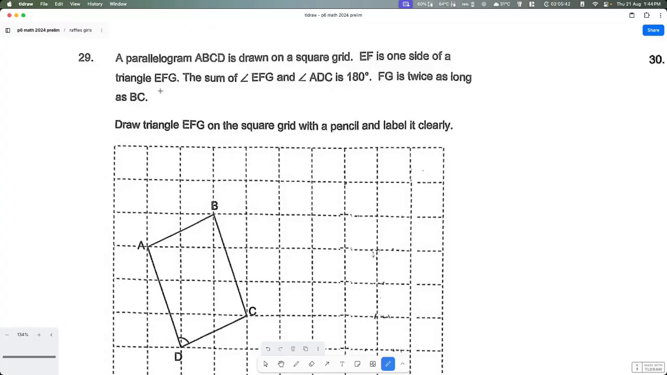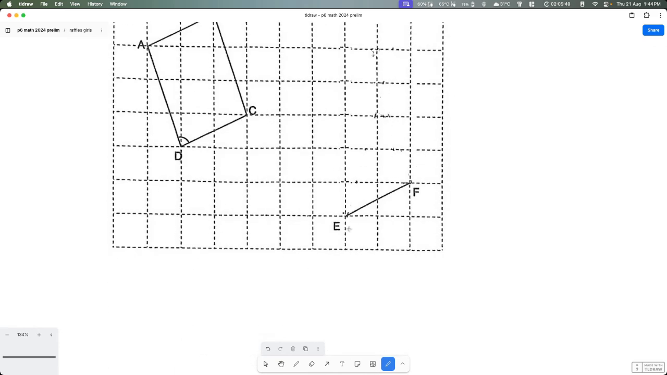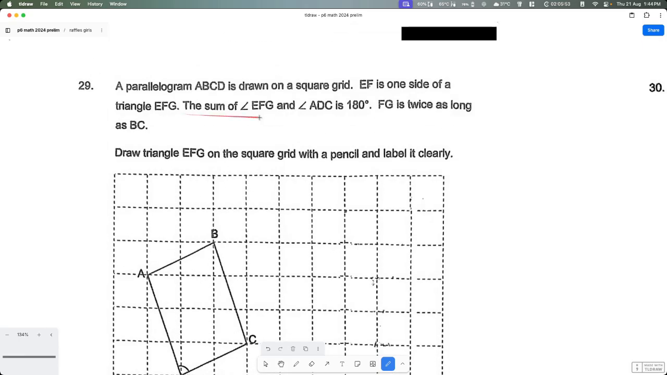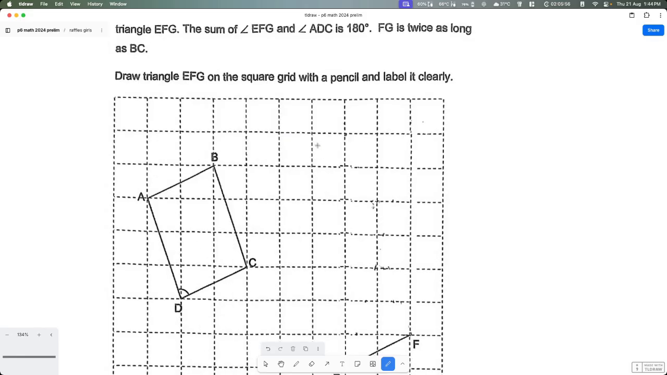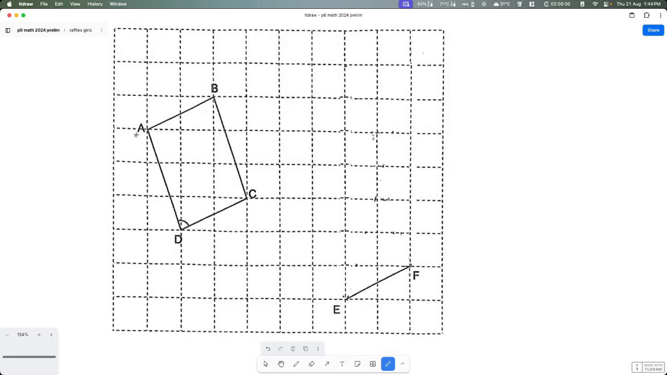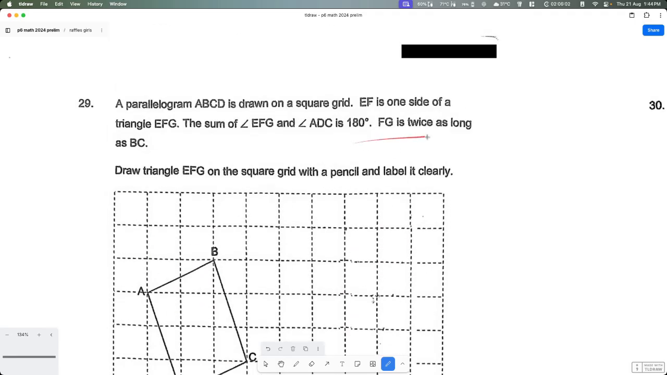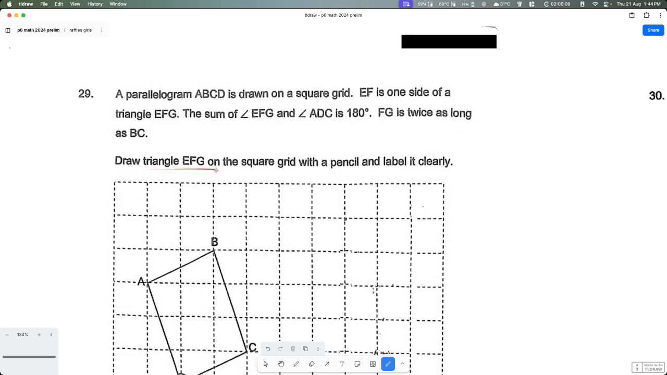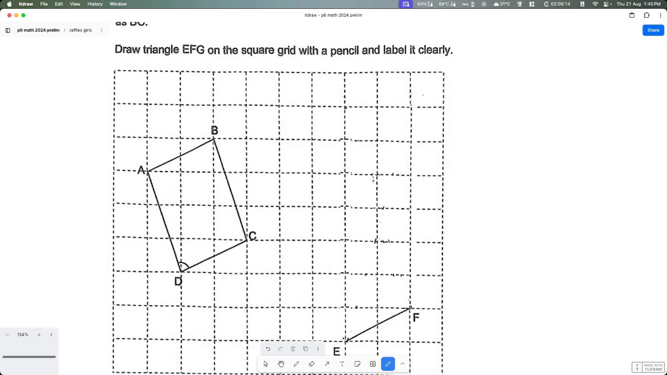Question 29. The parallelogram ABCD is drawn on the square grid. EF is one side of a triangle EFG. The sum of EFG and ADC is 180 degrees. FG is twice as long as BC. Draw a triangle EFG on the square grid below with a pencil and label it correctly.